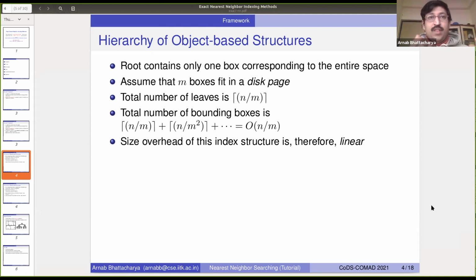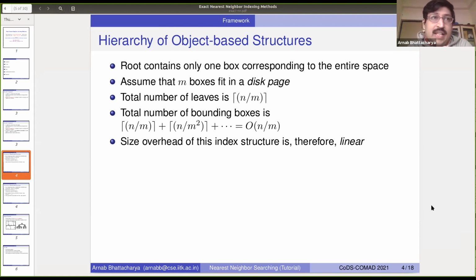So now, if the total number of objects is n, and M boxes fit in each page, therefore the total number of leaves, where each leaf is a disk page, is n by M, right? And now, these n by M leaves in the last-but-one level are then organized into n by M squared, and so on and so forth. So the total number of bounding boxes is order n by M, which is linear. So the size overhead of the index structure is linear.